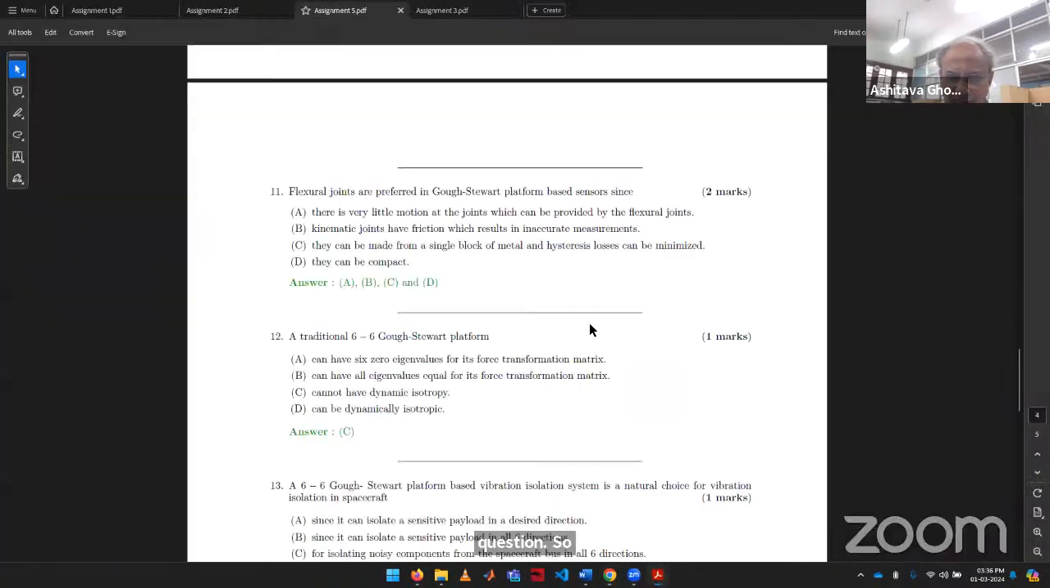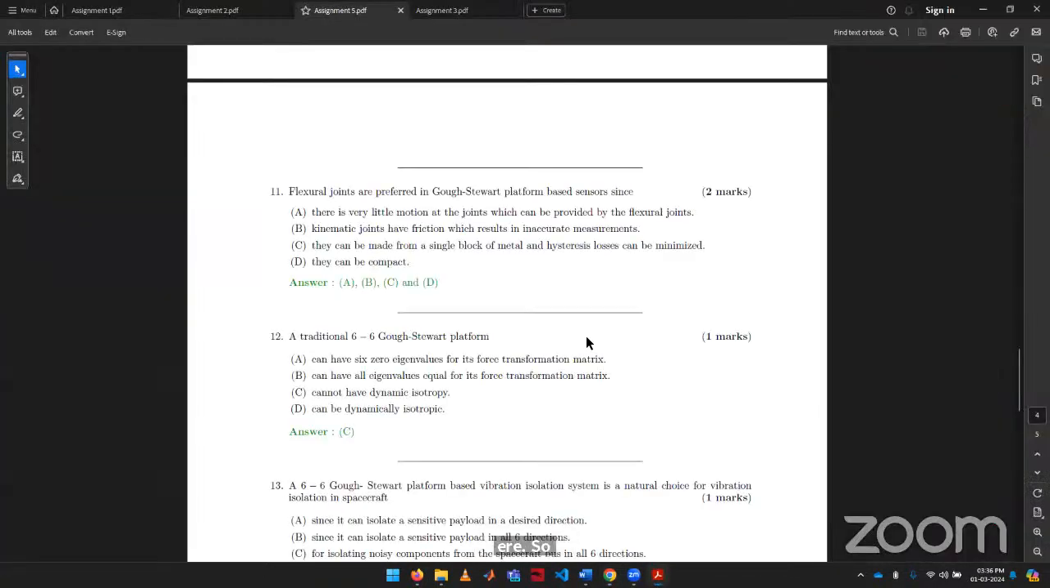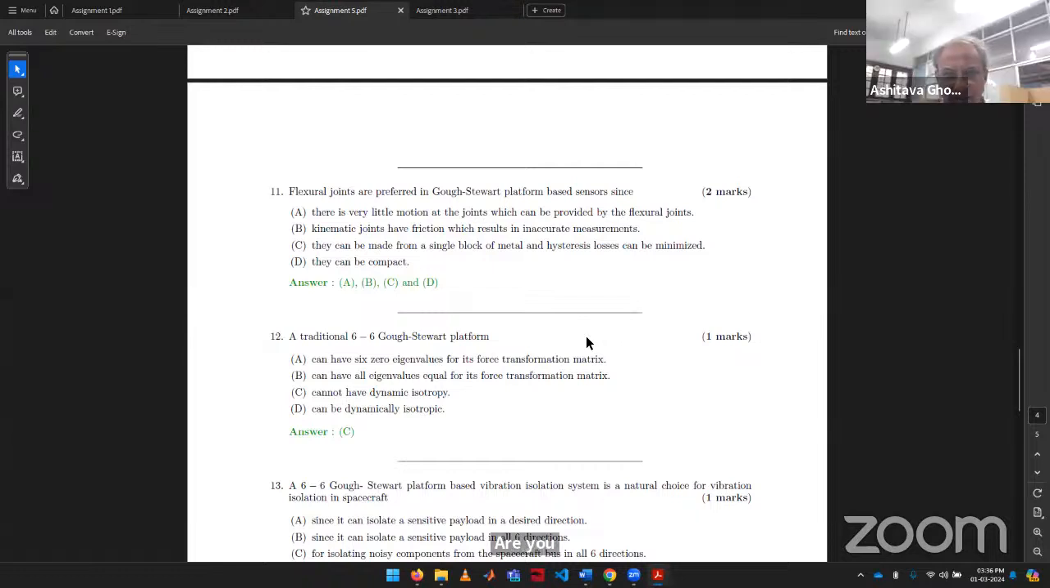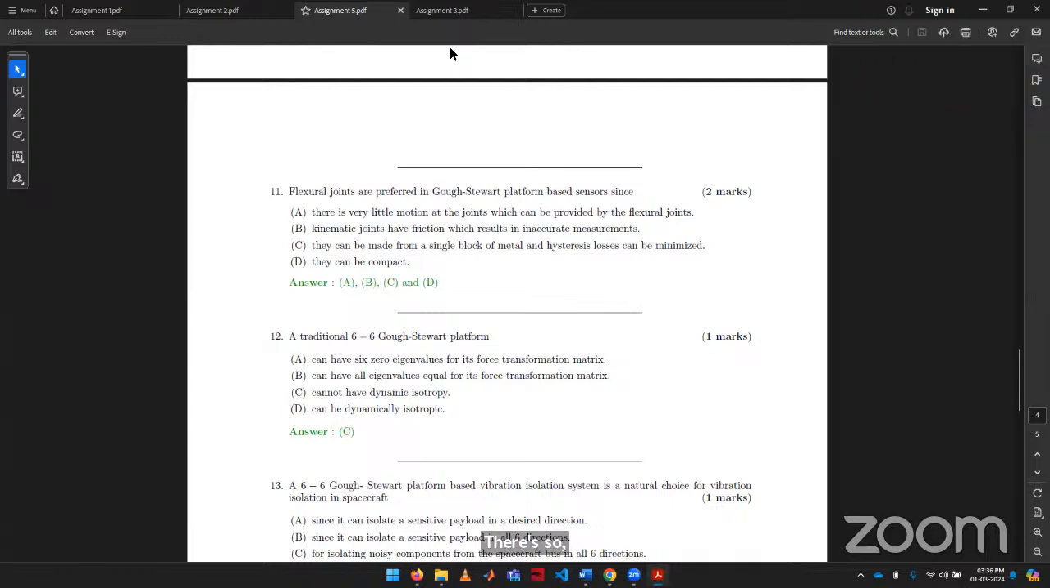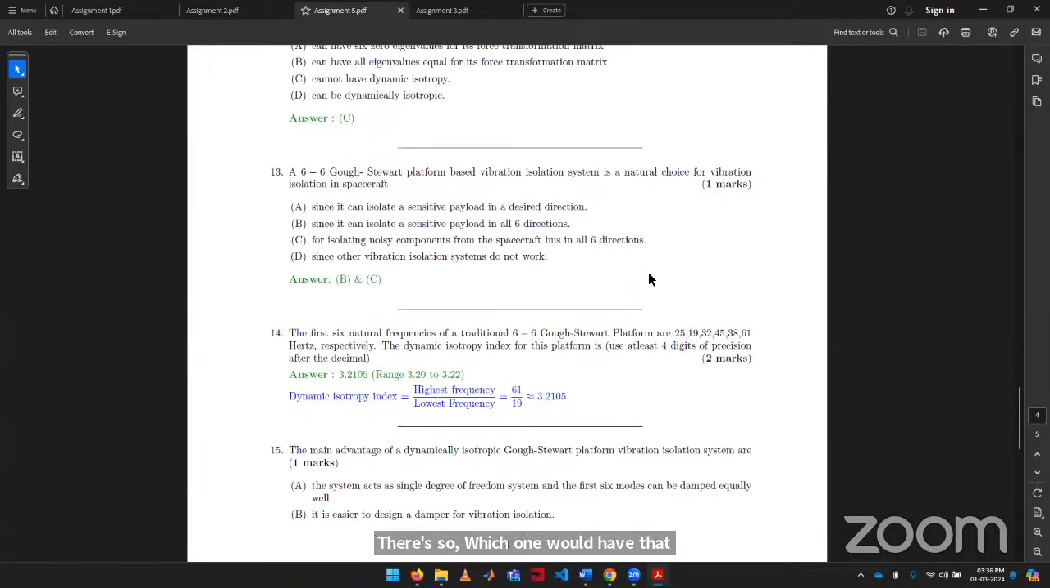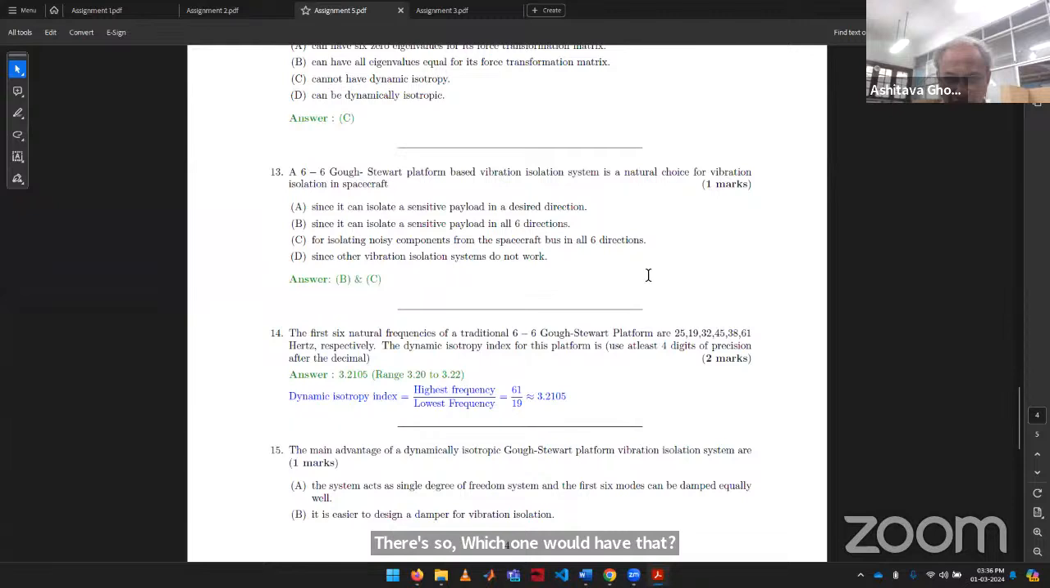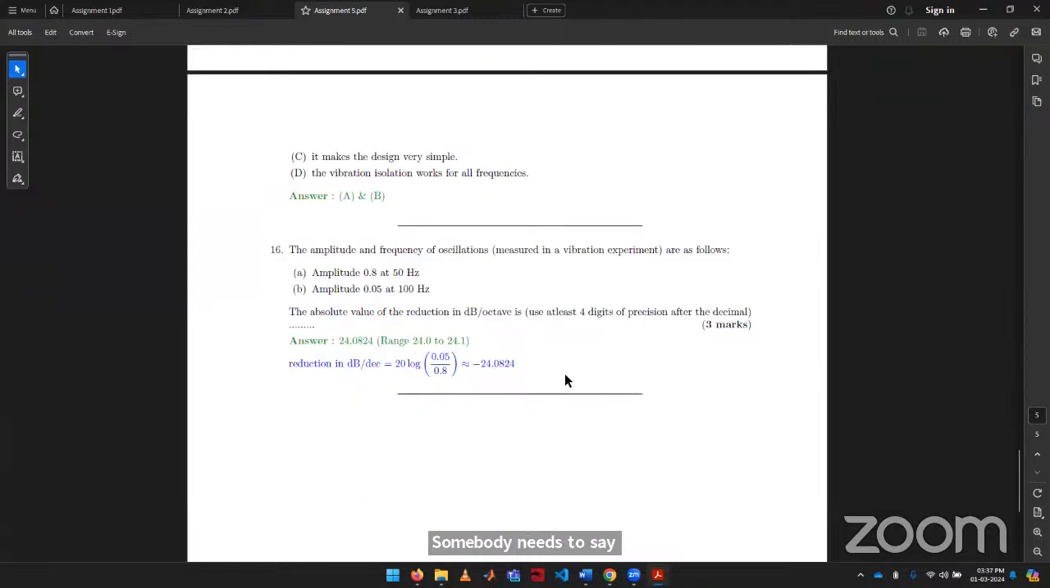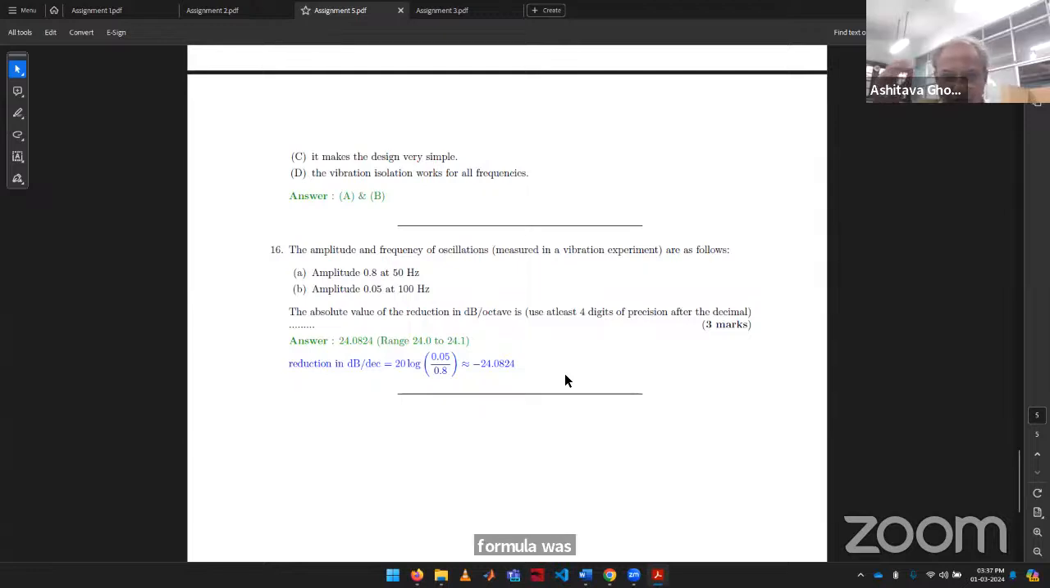Okay, so now let's get back to somebody said some formula was wrong. Which formula was wrong? Somebody needs to say which formula was wrong. How to calculate dB per octave. You are saying this formula was wrong. So this one. Okay. What was told to you?